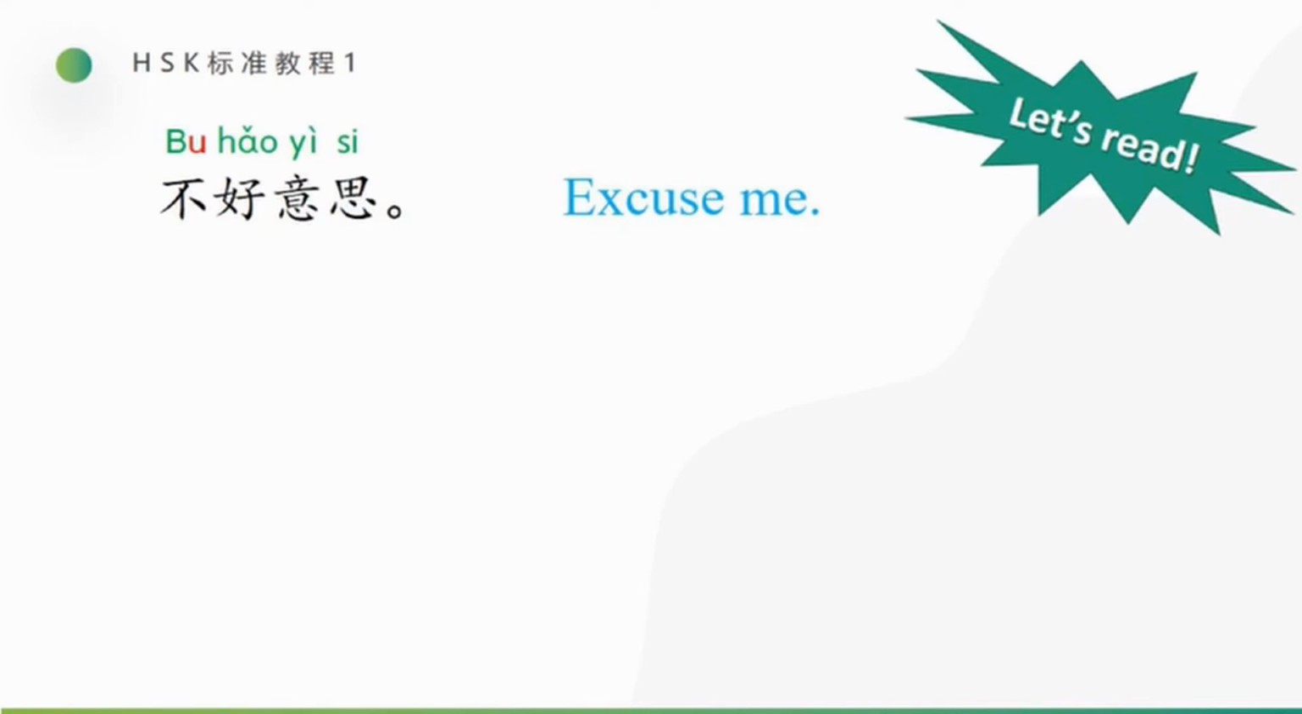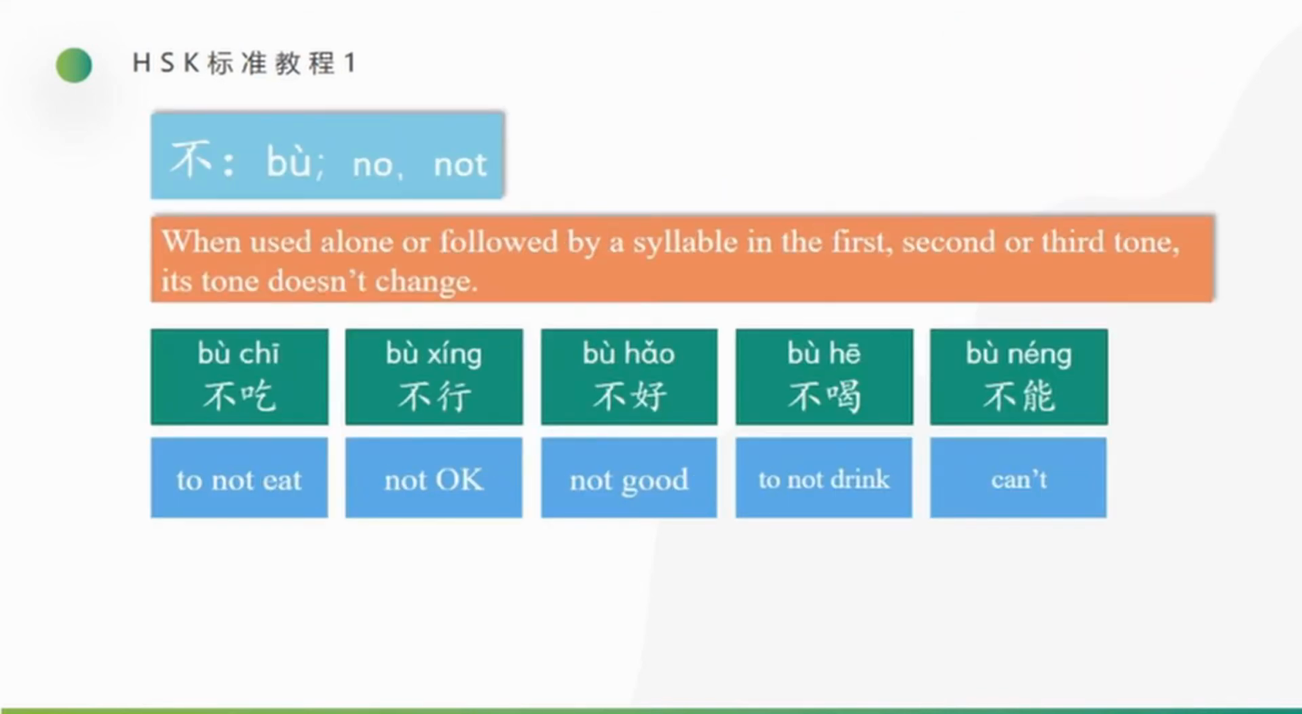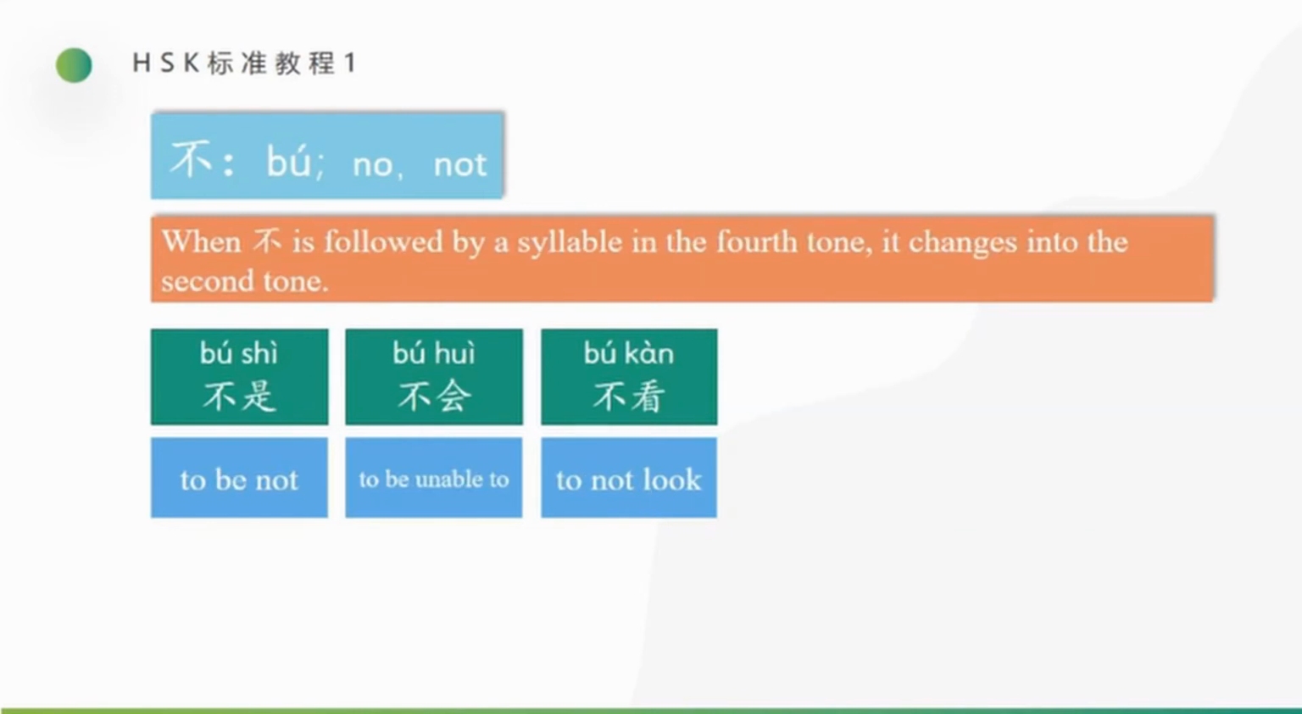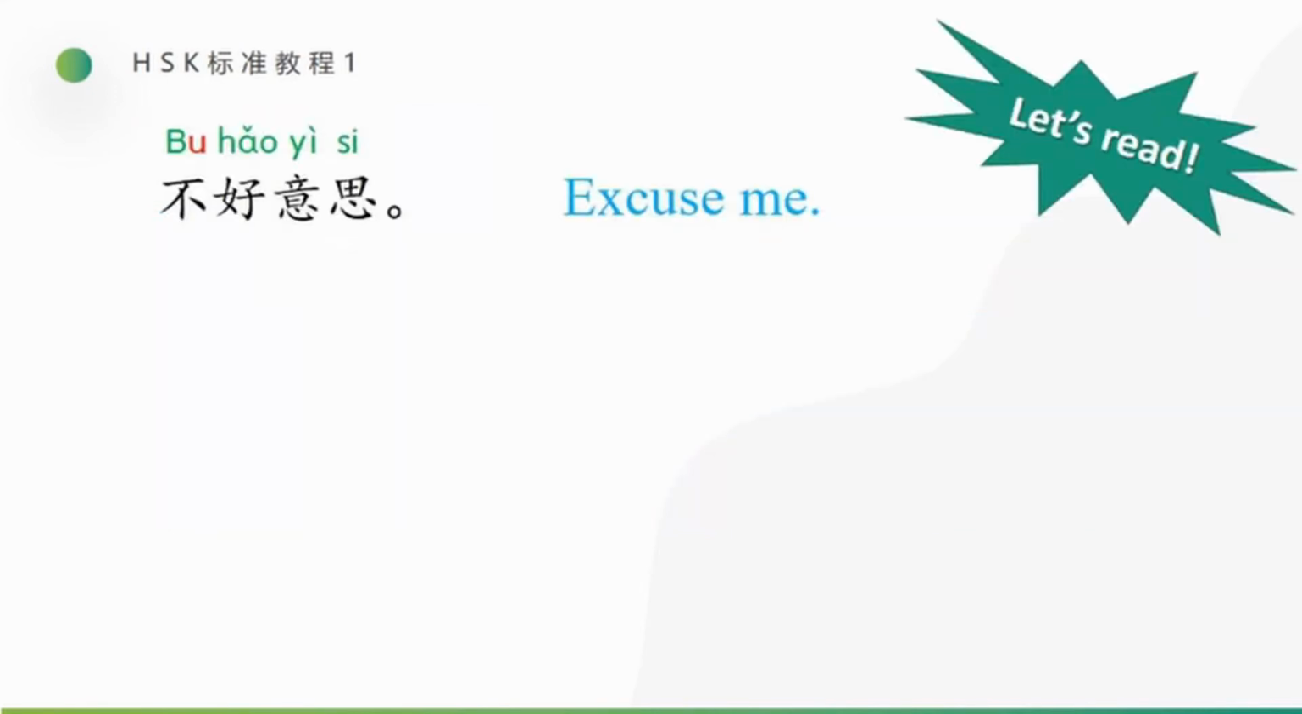This one. 不 should be which tone? The fourth tone or the second tone? 好意思, 好 is the third tone, right? So in this case, which one? Let's look at this. If we use it before the first, second, and the third tone, it should be the fourth tone, right? So here, 好 is third tone, right? So we should read fourth tone. 不好意思, 不好意思 means excuse me.